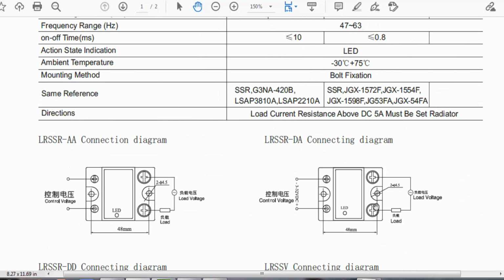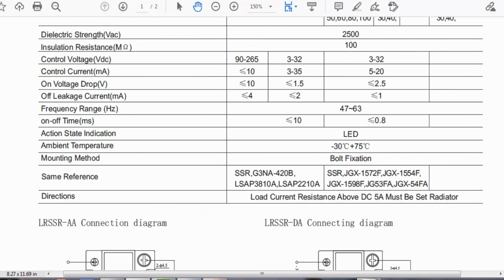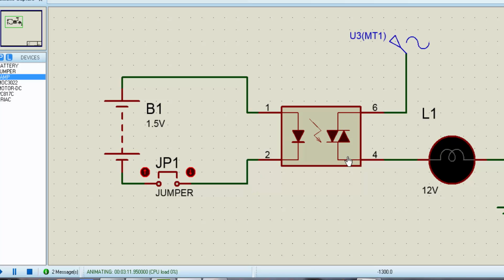What is the difference between an electromechanical relay and this electronic relay, the solid state relay? As it has no mechanical motion, no mechanical contact on the output side, it has a long life, because a mechanical relay, an electromechanical relay, makes sparking due to its mechanical contacts. And this component has no mechanical contacts, it has electrical contact, so it has a long life.